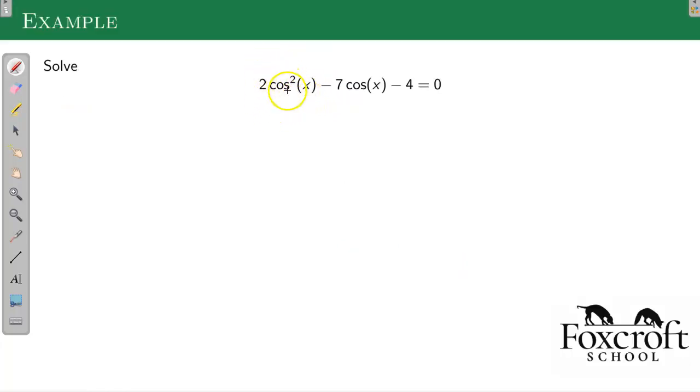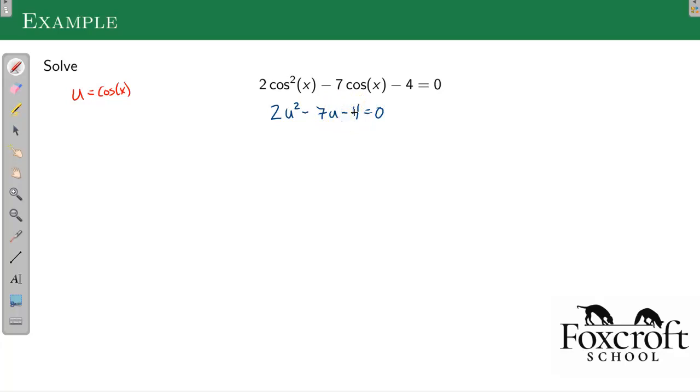So here we have 2 cosine squared x minus 7 cosine x minus 4 equals 0. Again, the lesson is called solving trig equations of quadratic type, so we know we should find some substitution. For me, it's always u. You pick your favorite letter. What's u going to be? It's the thing being squared or the thing by itself. So u should be cosine of x. This turns it into 2u squared minus 7u minus 4 equals 0.